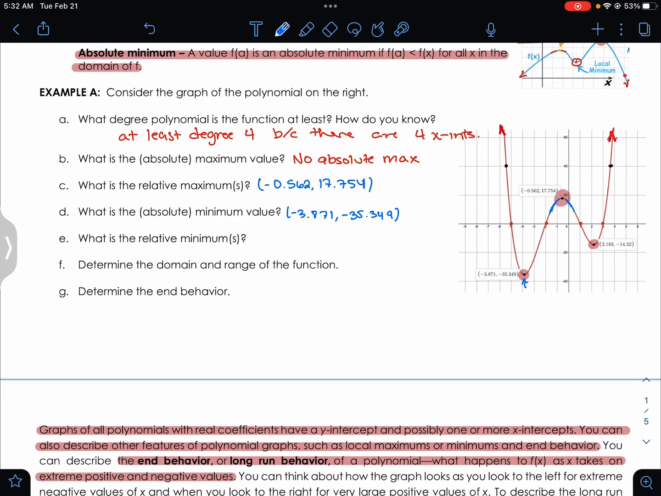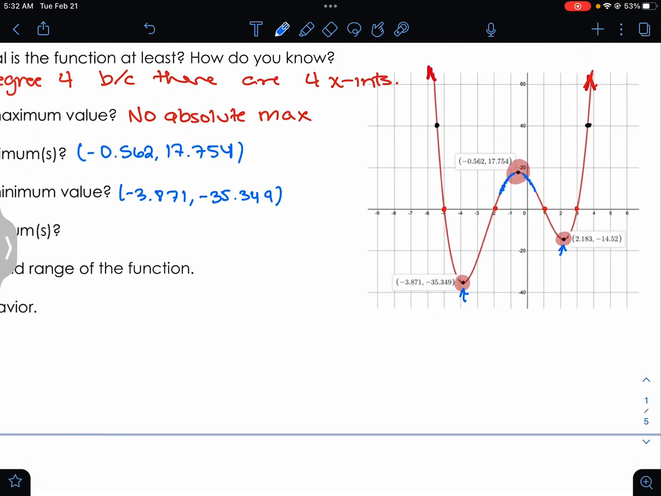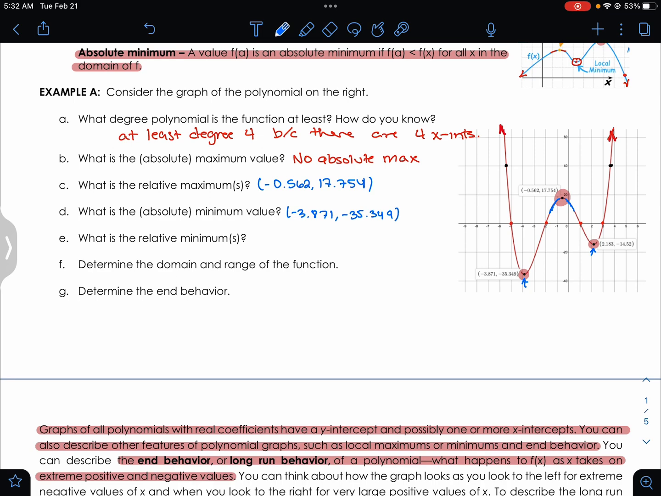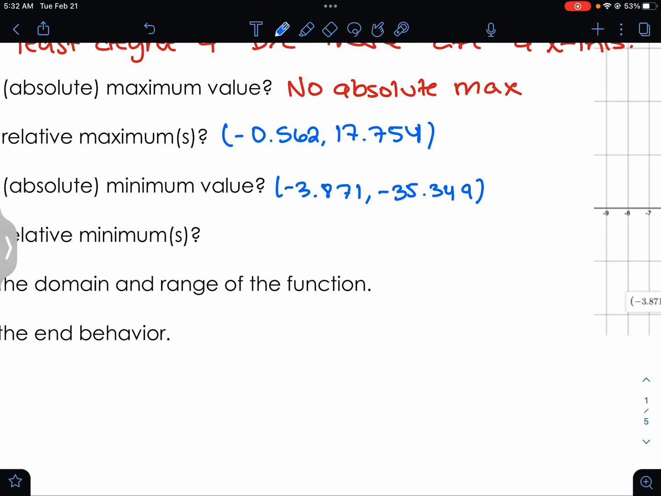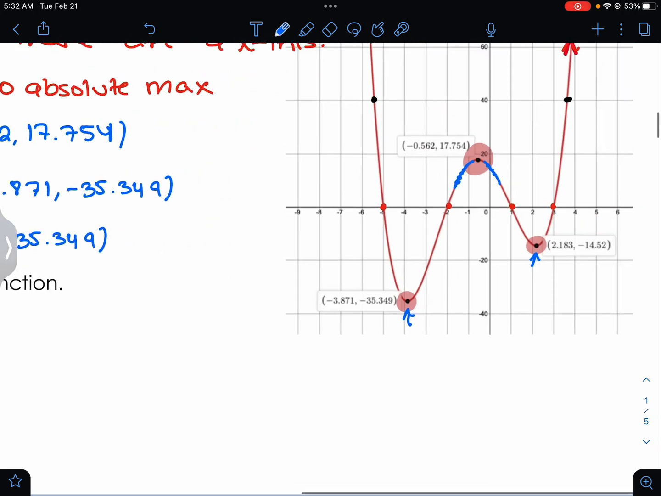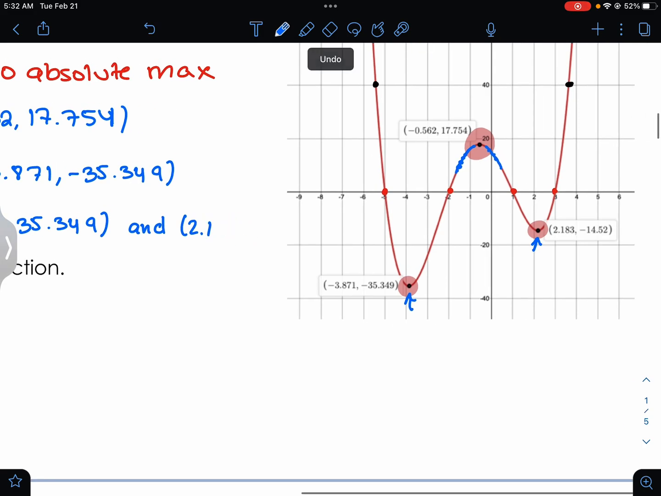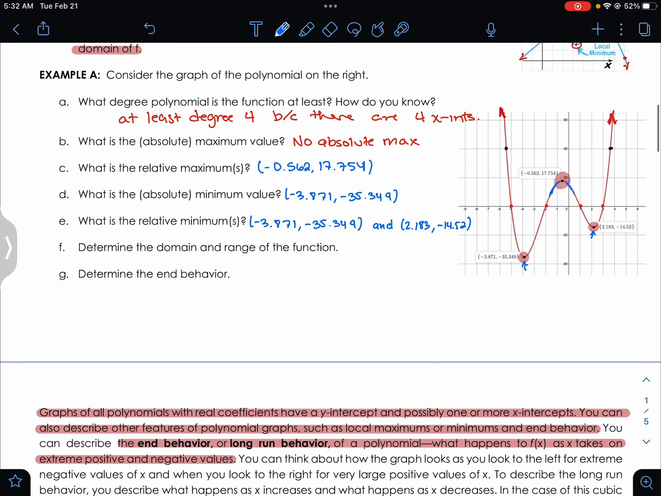And then for our relative minimum and maximum, both of these are going to be relative minimums. What you need to understand is all absolute minimums are also relative minimums, but not all relative minimums are absolute minimums. So our relative minimums are going to be this point as well, but also 2.183, negative 14.52. Okay, so both of those are going to be relative minimums.